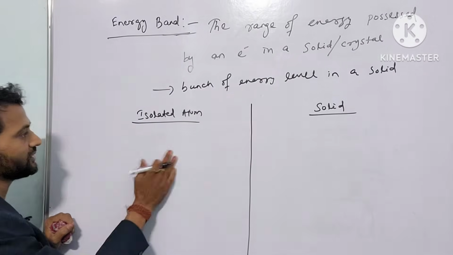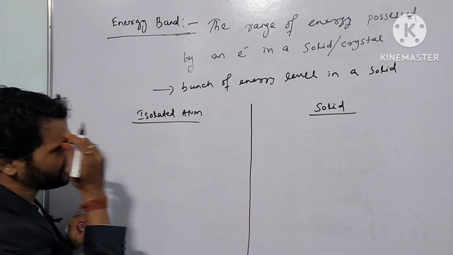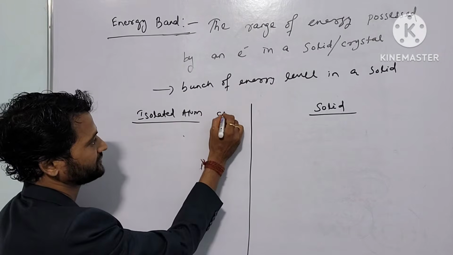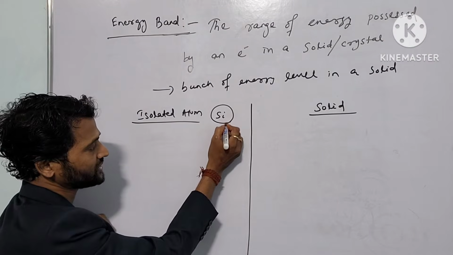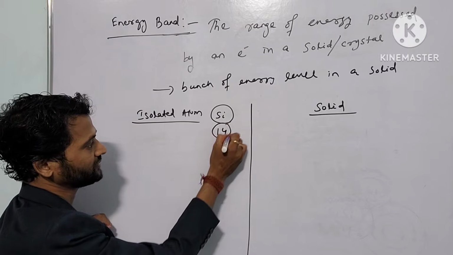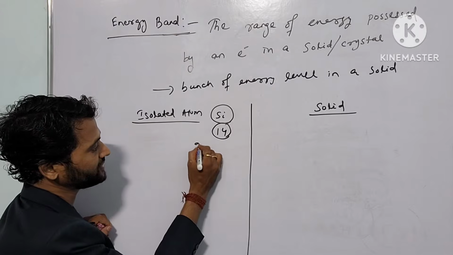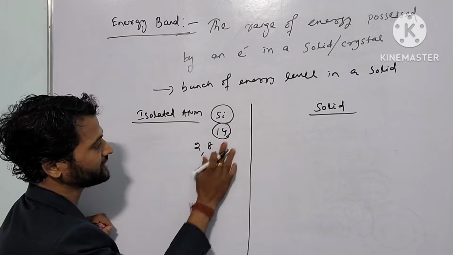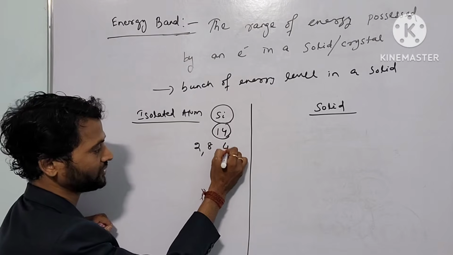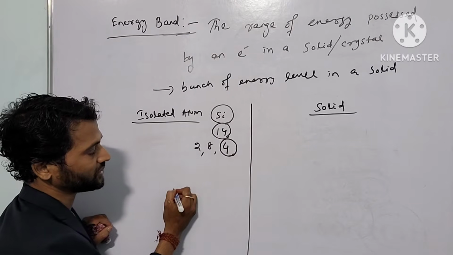So let us take the example of silicon, right? Silicon is a semiconductor, that you know. So what is the atomic number of silicon? 14. Okay, what is its configuration? 2, 8 and 4. So how many electrons in the outermost orbit? 4 electrons.